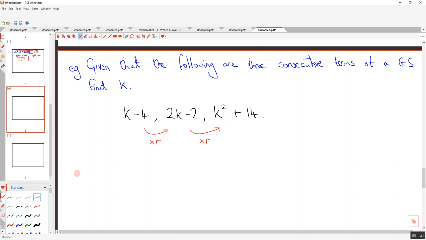So can somebody tell me what r is equal to in terms of k? You don't need to work anything out. You should just be able to tell me what r is equal to in terms of k. There's two answers you can give me.